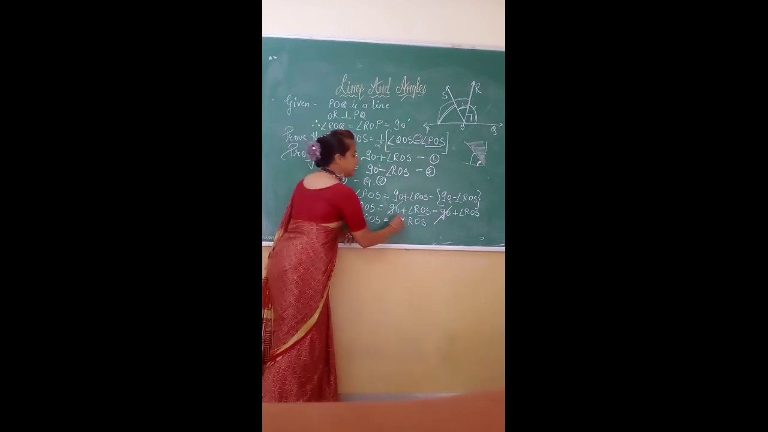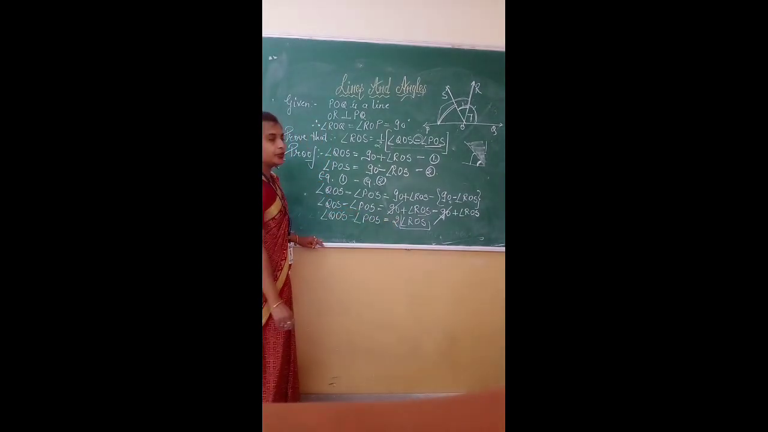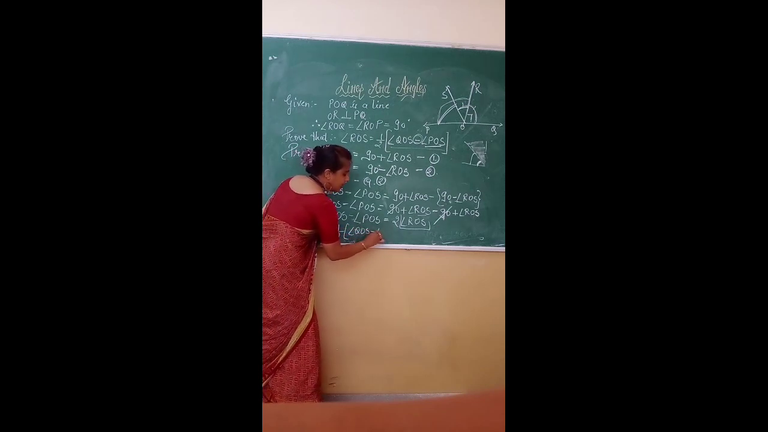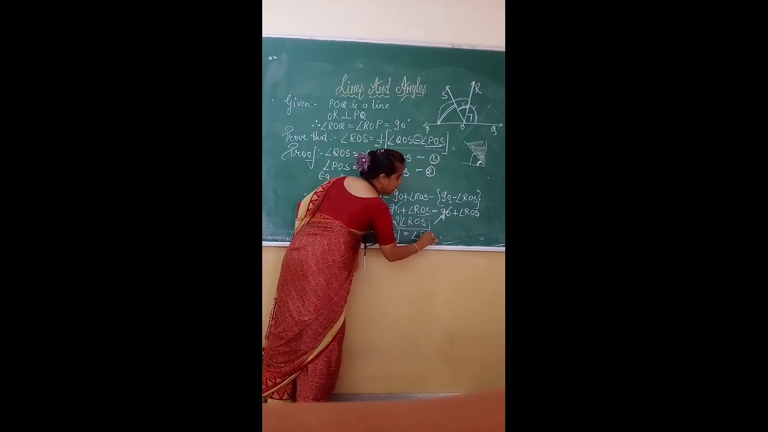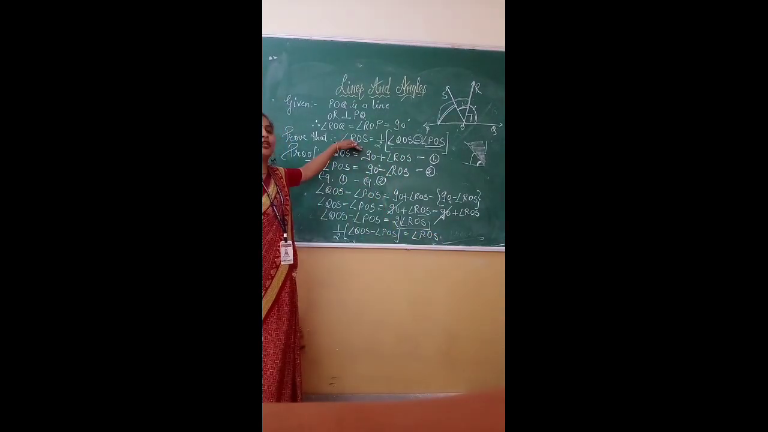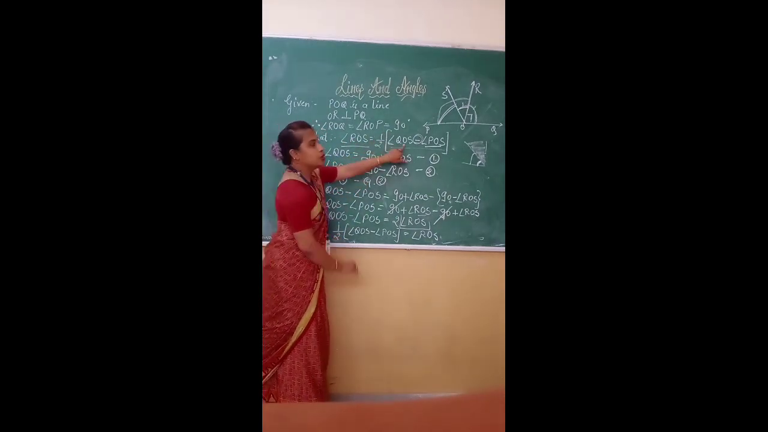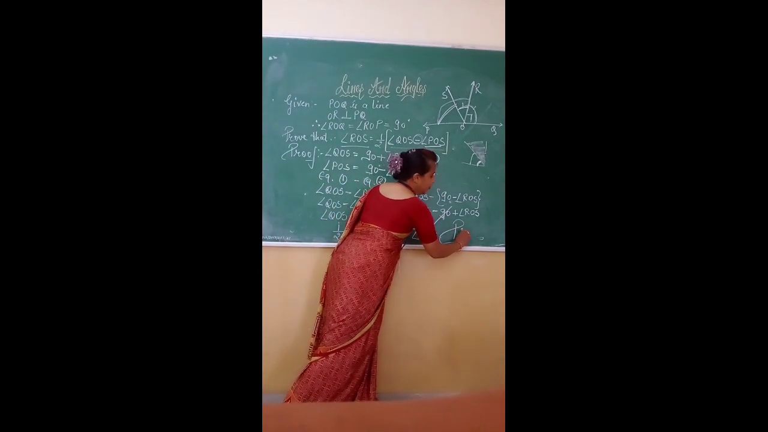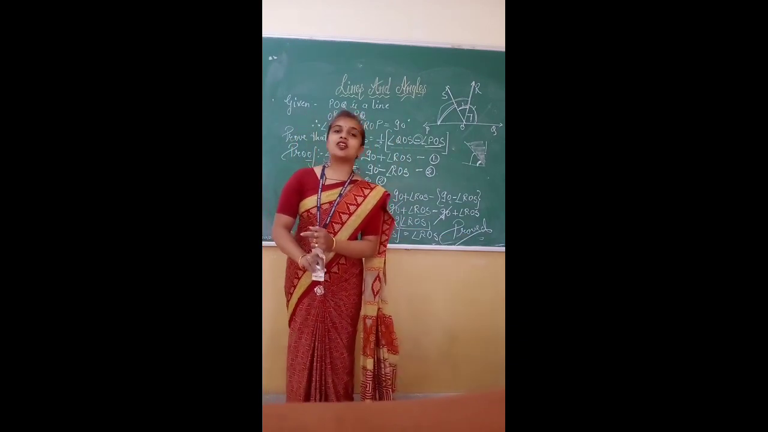And if we want to find only the value of ROS, then this 2 will come to the denominator. So it will become 1/2 of angle QOS minus angle POS is equal to angle ROS. This is what we had to prove: ROS is equal to 1/2 of QOS minus POS. Got it? Okay, good. So these are the questions of the exercise.